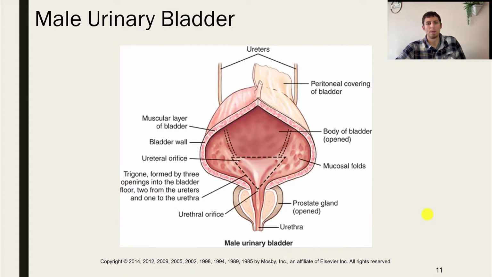Here's a close-up and an exploded view of the urinary bladder. And this is the male's bladder. We can see that the prostate is down here over the urethra, and we'll discuss that a little bit later in this video. I'm not going to spend a whole lot of time here, just otherwise showing you the male bladder.